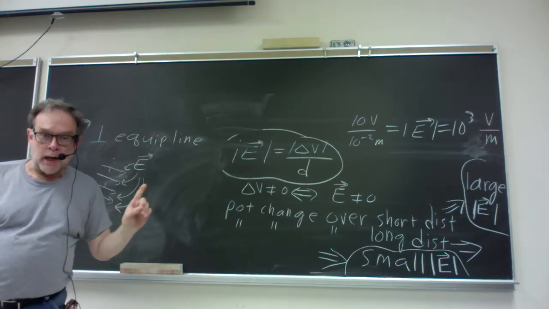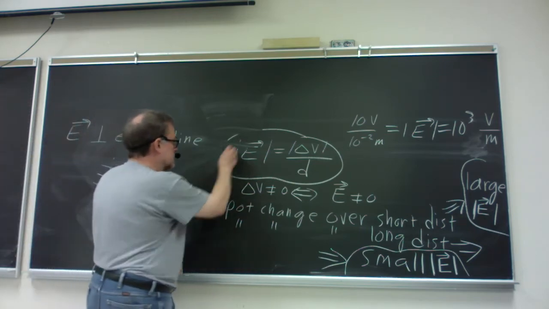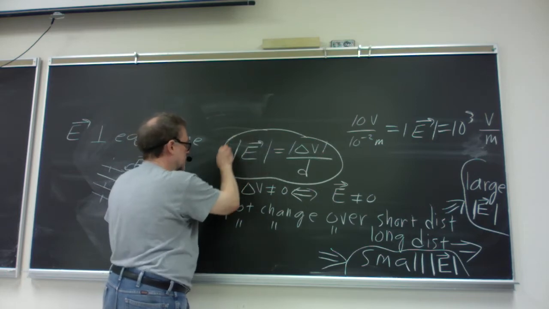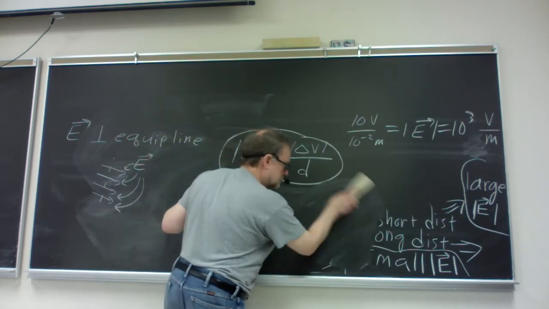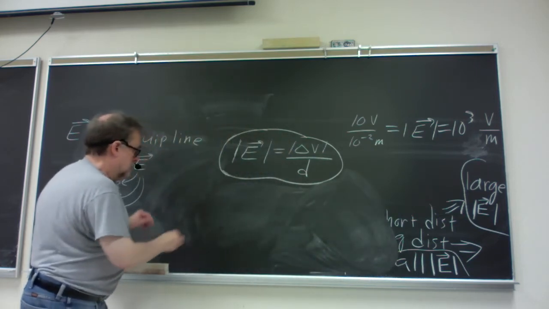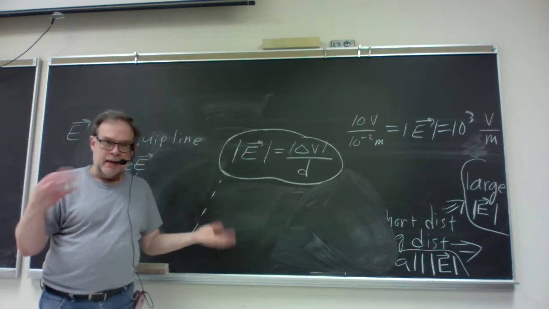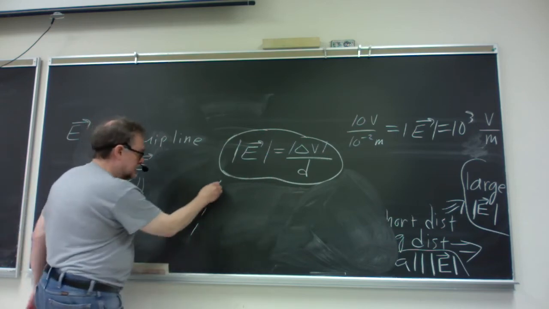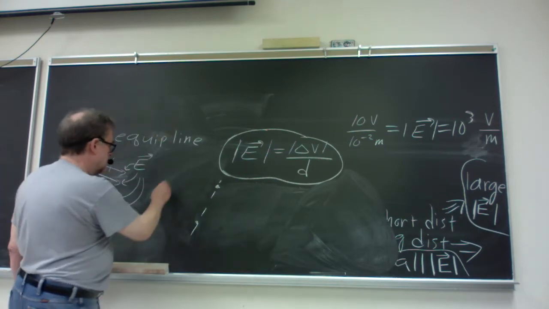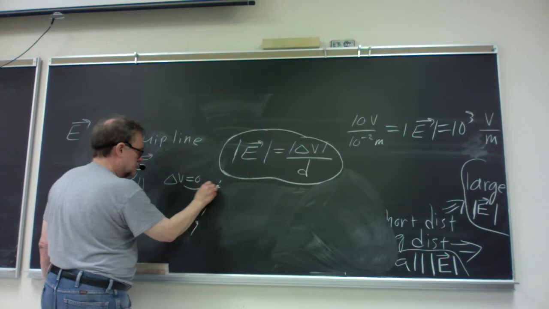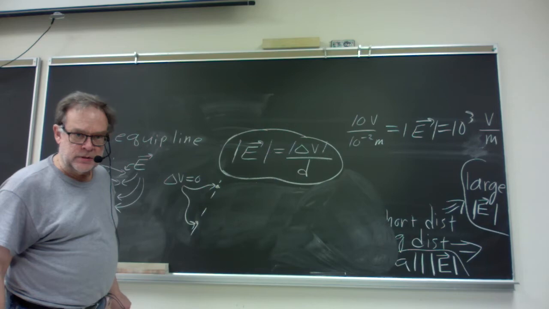Think for a minute about why that has to be the case. And the reason it has to be the case is related to this big idea here. Here's an equipotential line, and that means if you pick any 2 points on that line, let's say this one and this one, there is zero potential difference between those 2 points.